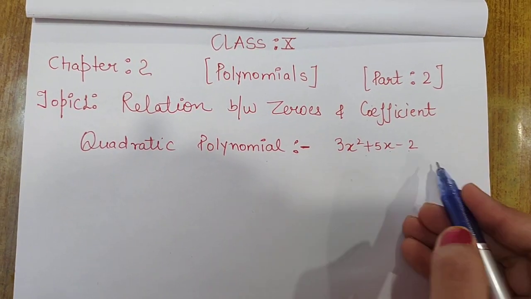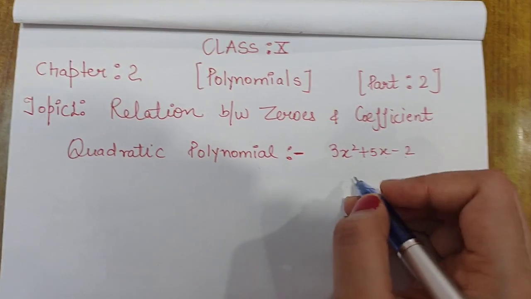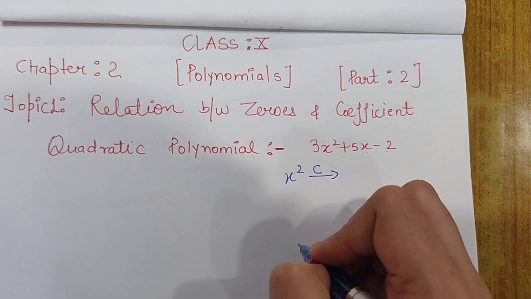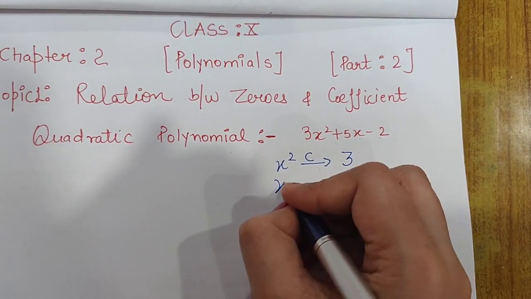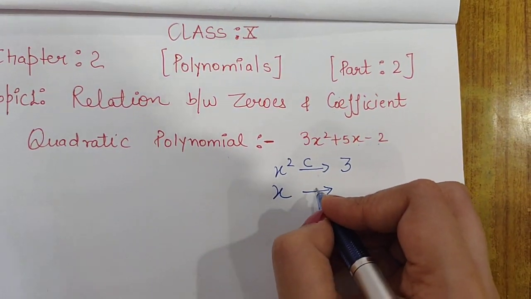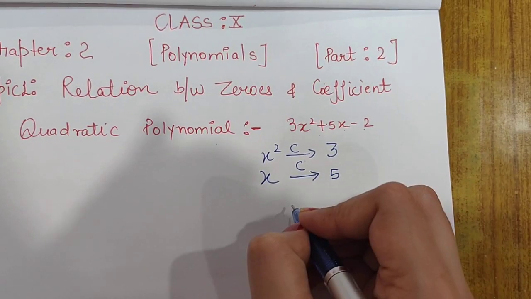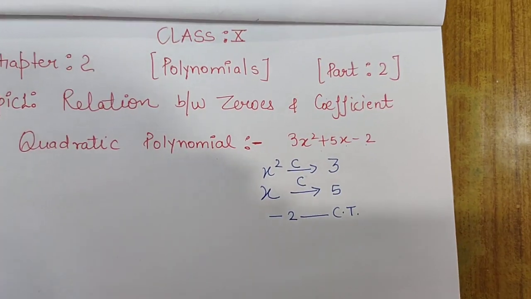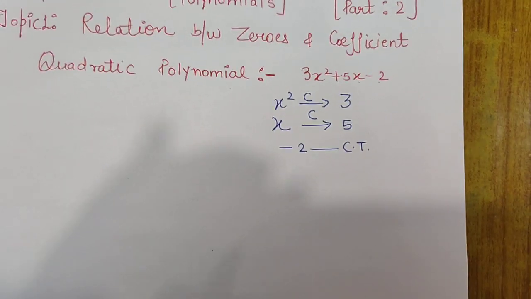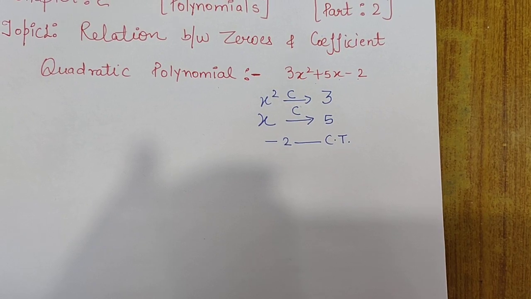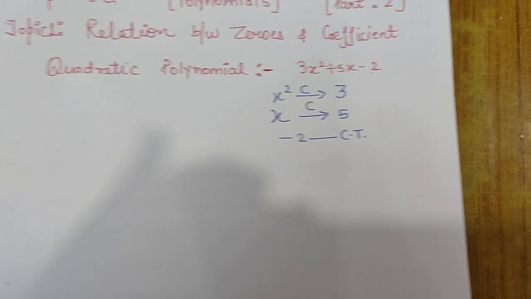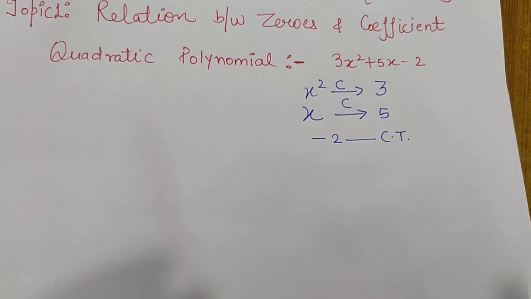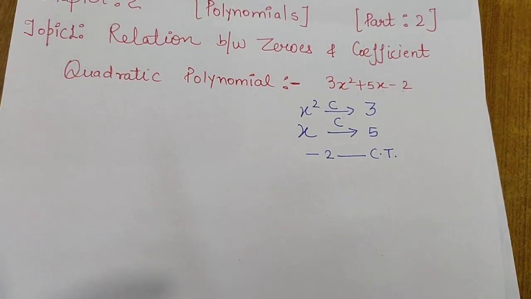If in this polynomial I am asking the coefficient of x square, what is the coefficient of x square? 3. If I am asking the coefficient of x, what is the coefficient of x? 5. And minus 2 is the constant term. So these are the coefficients of each term of this given polynomial.